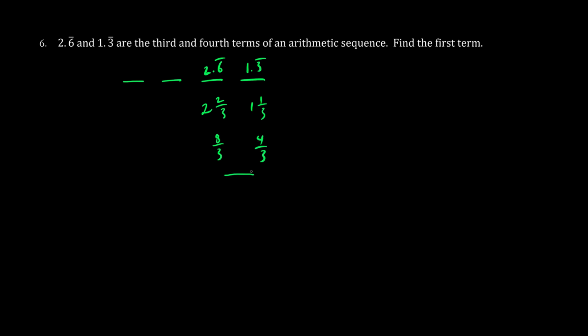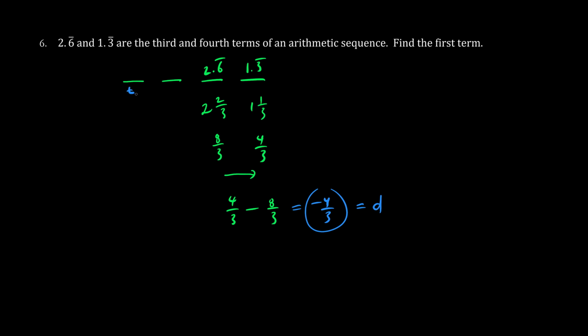Let's find the common difference. We're going down. So what is the bigger number minus the lesser number? 4 minus 8 is -4, and the denominator remains the same. This here is our common difference, D.